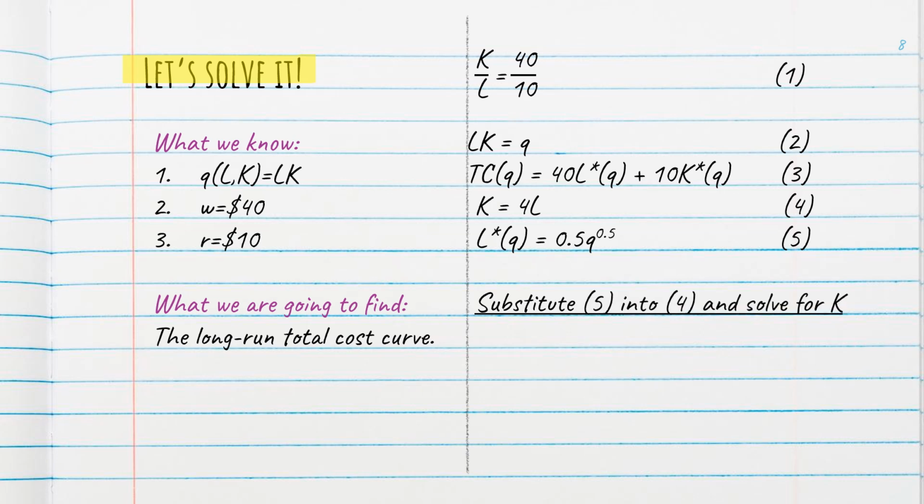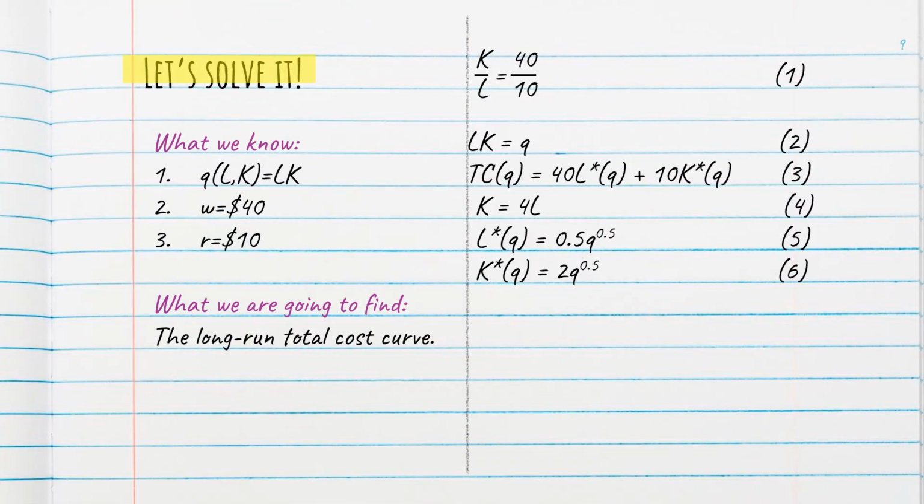The next step is to find the capital demand curve, and the way we're going to do that is we're going to take our labor demand curve, 0.5 Q to the 0.5, and substitute it into equation 4, which tells us how capital and labor are related to each other. So I have K is equal to 4 times 0.5 Q to the 0.5. This math is quite simple. 4 times 0.5 is 2, so K is equal to 2 Q to the 0.5. If you want to be formally correct, you would call this K star, and K star depends on Q. We can call that equation 6.